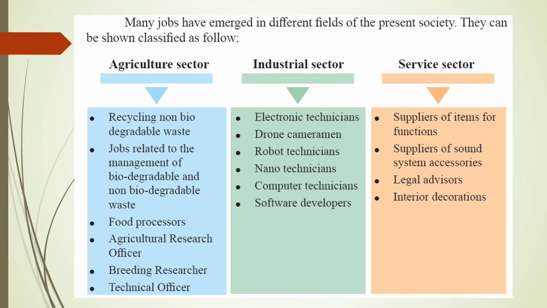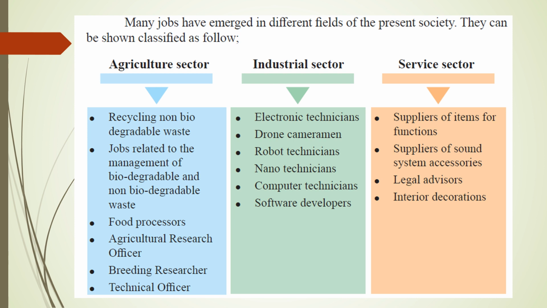So under the industrial sector, electronic technicians, drone cameramen. Nowadays people are using drone cameras. The camera is flying over the sky and it captures pictures, right? Robot technicians, nanotechnicians. So we have seen what technologies, right? Computer technicians, software developers. Software developer is a very in-demand job, because nowadays there are many programs being made. So the programs should be written in computer language.